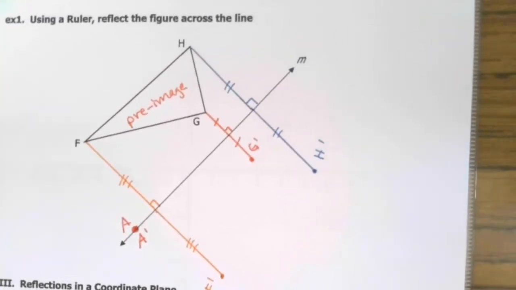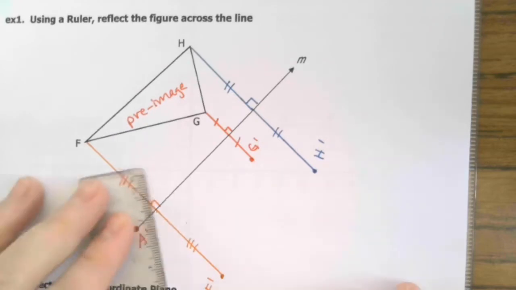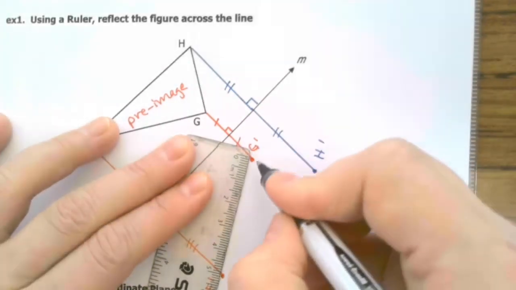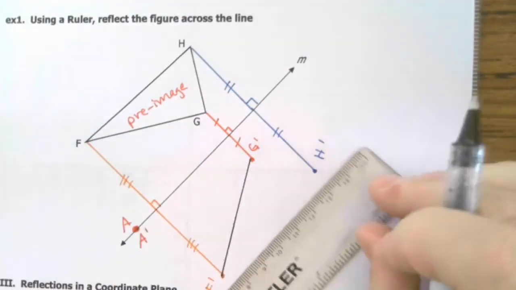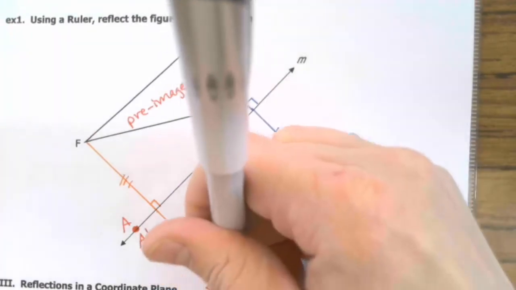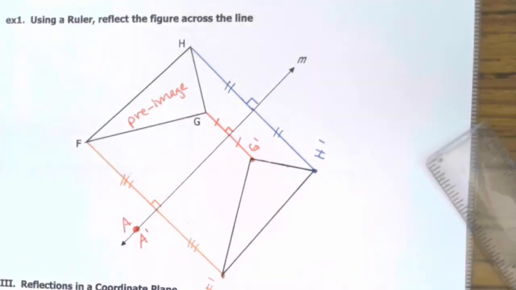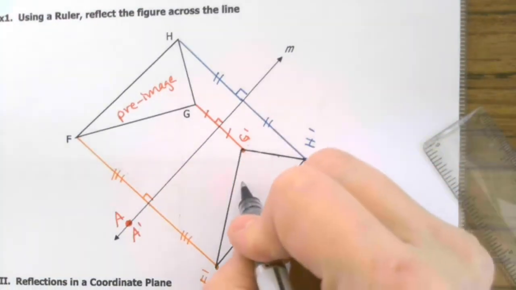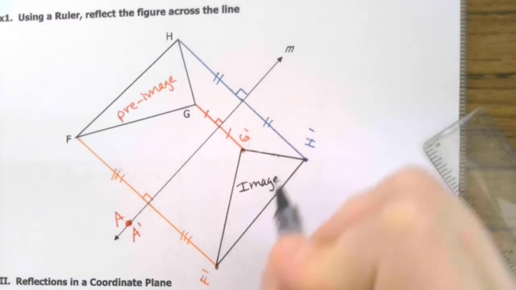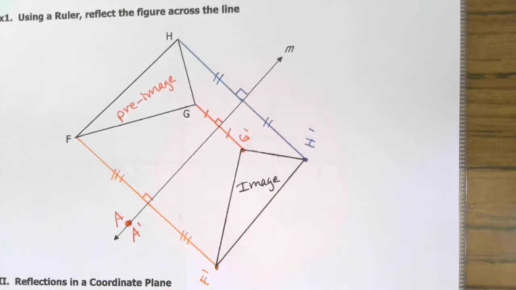So now if you do this right, when you connect the 3 vertices, you should get the same size and shape of the original figure. There we are, and this is the image because it came second. Okay, so that's how you do a reflection in space with a shape and a ruler. But there are other ways of doing reflections.